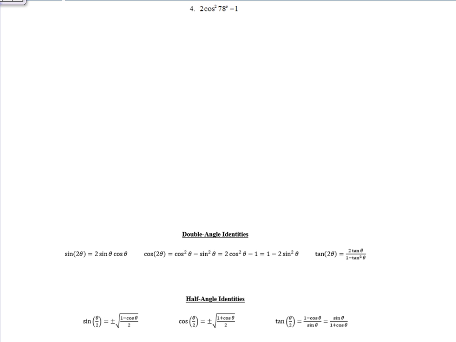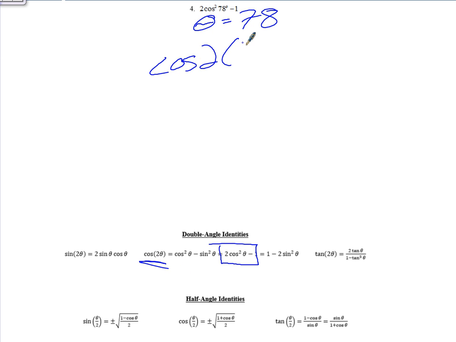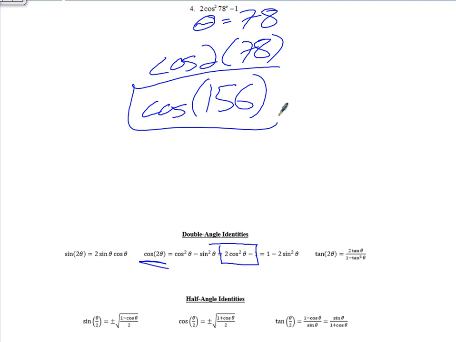So now again, which one does this match up with? This appears to be this one here for the double angle of cosine, where theta equals 78. I'll write that just in case you're a little lost. Theta equals 78, so I'm going to plug that in here now. Cosine of 2 times 78, which is the cosine of what? 156. And you're finished. Cosine of 156 degrees.